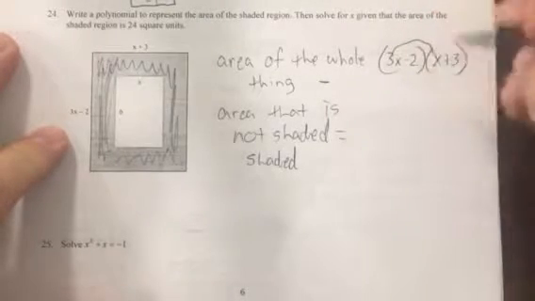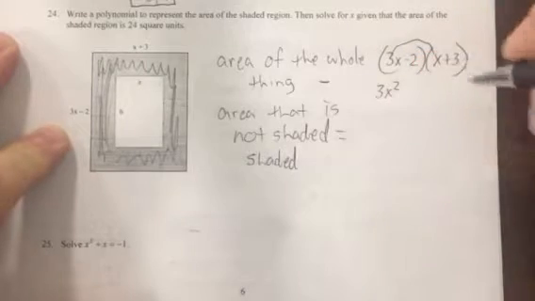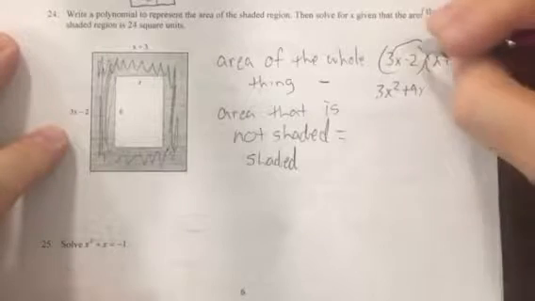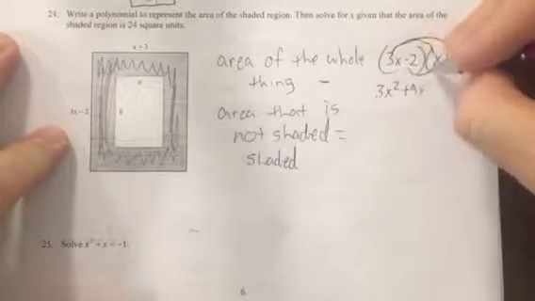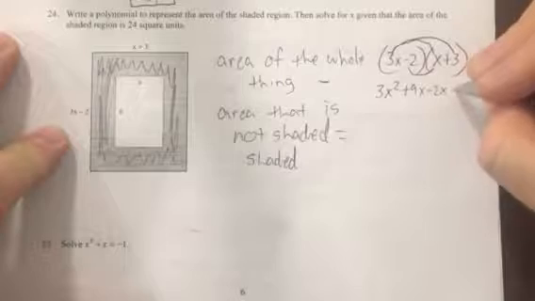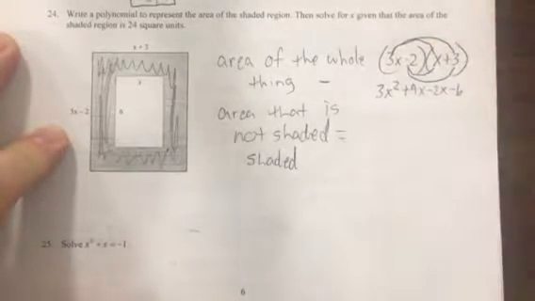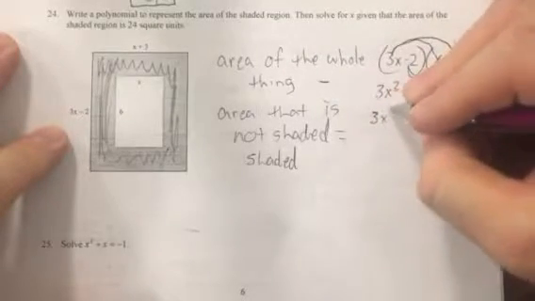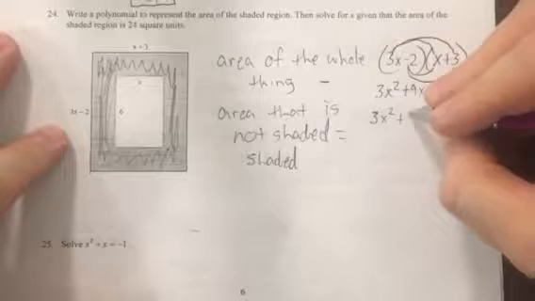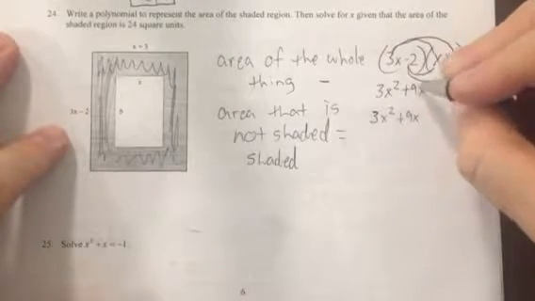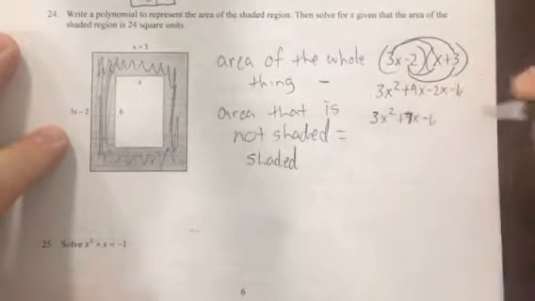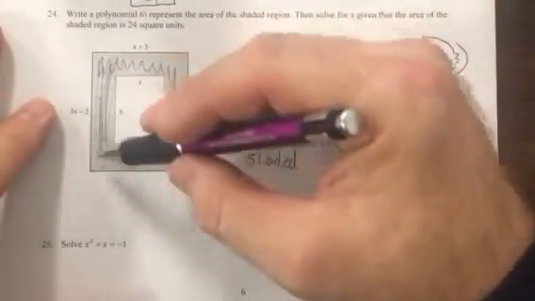Okay, so I take 3x times x, and I get 3x squared. 3x times 3 is 9x. Inside, -2x minus 6. Okay, the only common terms I have are this right here. Hush guys. 3x squared plus 9x, or I should go ahead and combine these two, 9x minus 2 is 7x minus 6. Now, that's the area of everything right here.